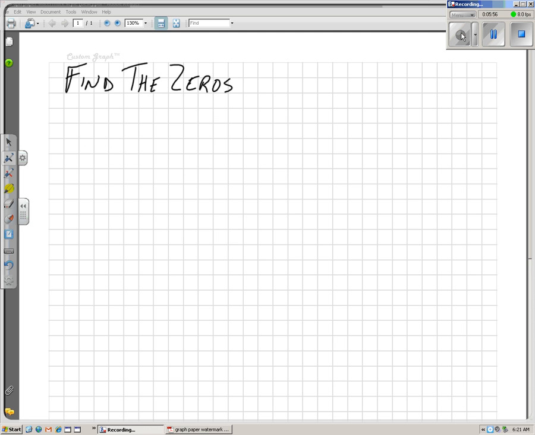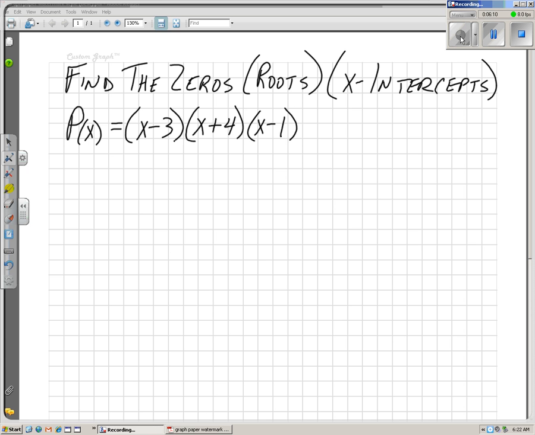Okay, so your general instruction will be to find the zeros of a function. Remember, we also call them roots. We also call them x-intercepts. All right, let's say I'm giving you a polynomial. We're going to call it p, the polynomial p. And I have it written all factored out. Remember, a factor is something being multiplied. So this is being multiplied by this and is being multiplied by this. So I have 3 factors.